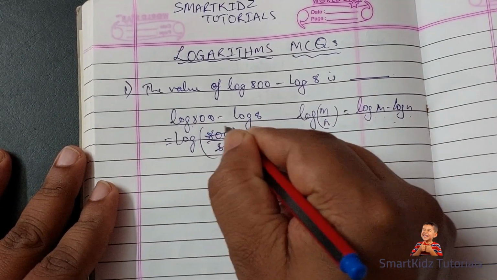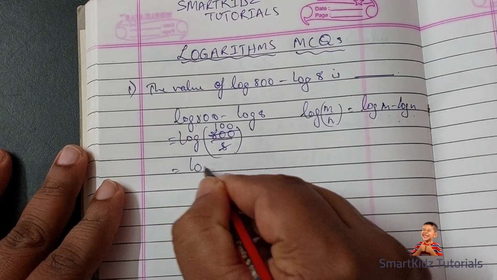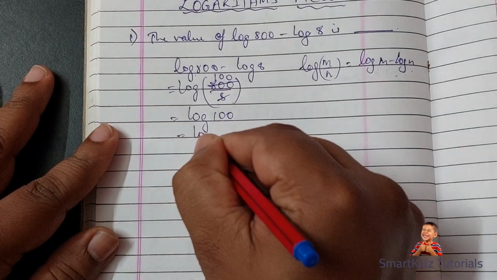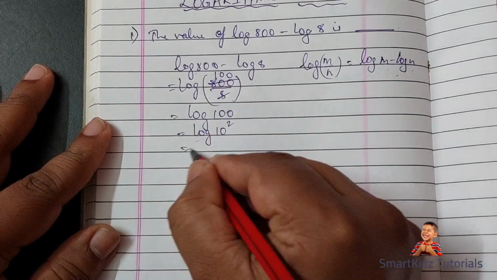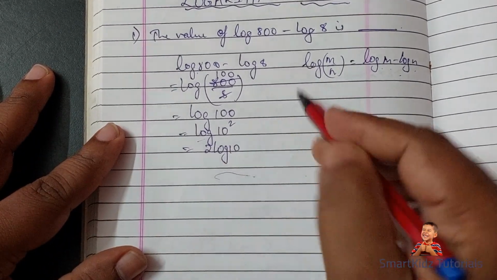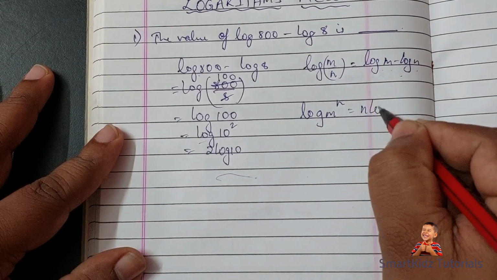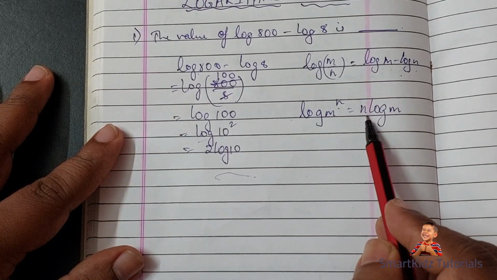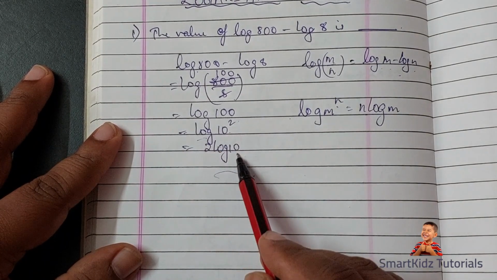Now we can divide this and we'll get 100. So 8 ones are 8 followed by 2 zeros. So we get log of 100. Log of 100 can be written as log of 10 raised to 2, because 10 raised to 2 is 100. Now this can be written as 2 times log of 10, using the rule that log of m raised to n can be written as n times log of m. So the power comes over here. So log of 10 raised to 2 we can write as 2 times log of 10.